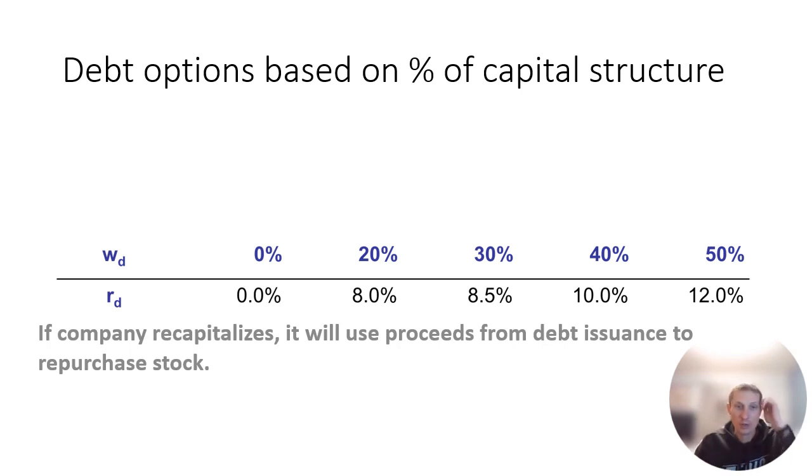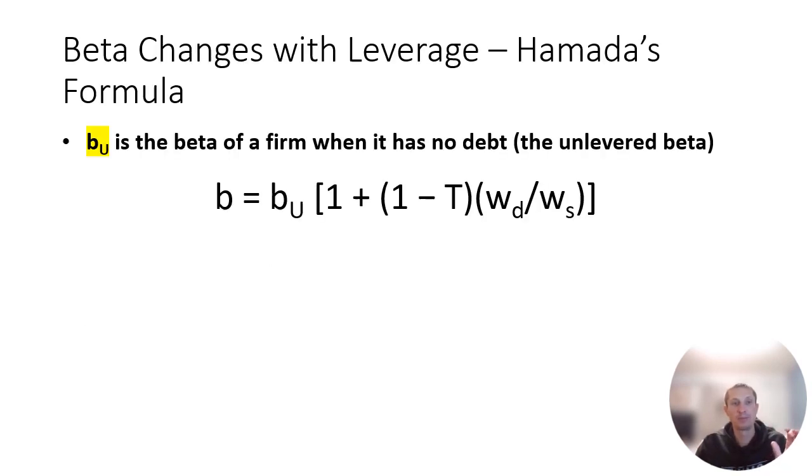So here we're looking at an example. If the company recapitalizes, which means takes equity and turns it into debt as part of their capital structure, it's going to use debt to purchase the stock, pull it out of the market. If it has a weight of debt, a percentage of debt, of 20%, our interest rate is 8%. And if we shift all the way to 50% debt, it's going to raise our interest rate to 12%. Well, how then does that kind of come into play?